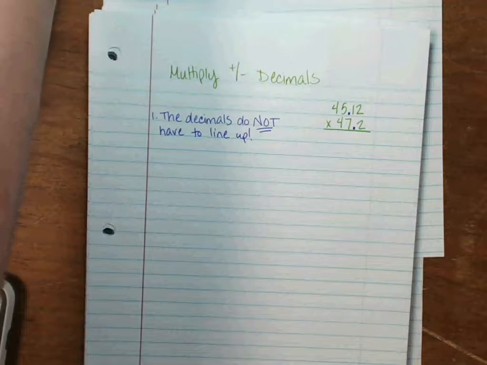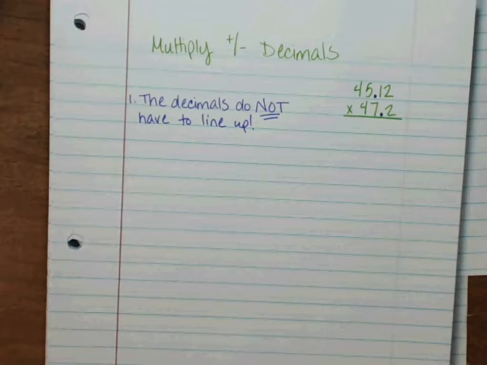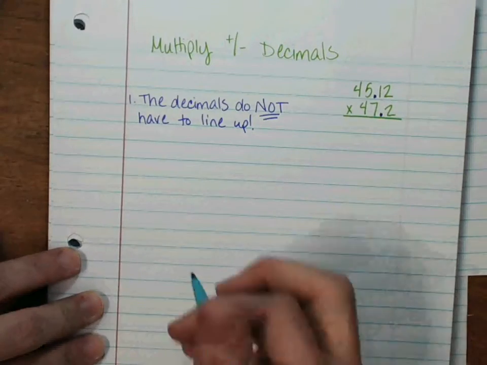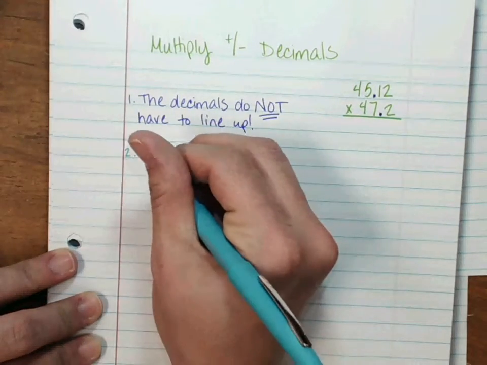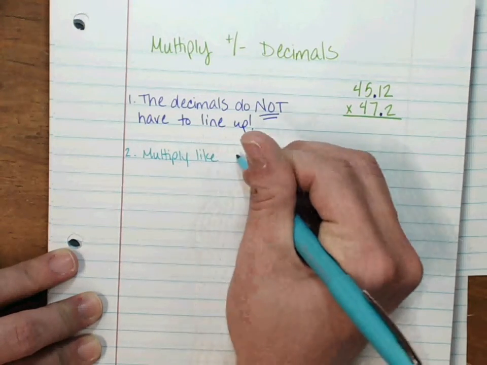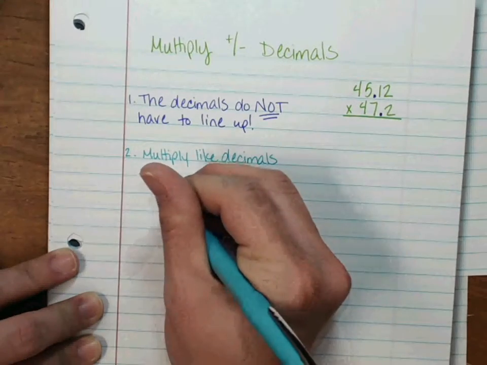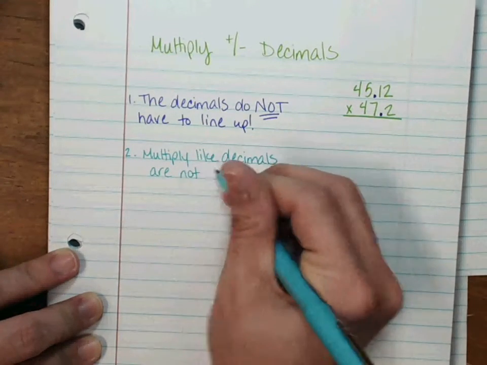Then you multiply like normal, like it's 4,512. You multiply like decimals aren't there. So multiply like decimals are not there.